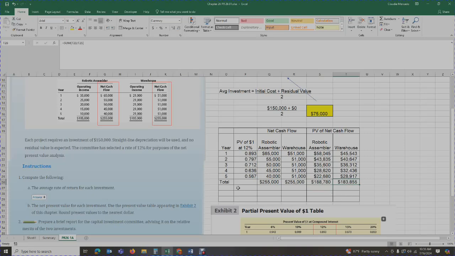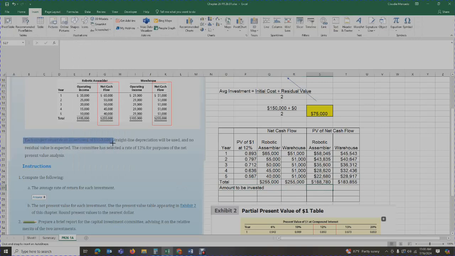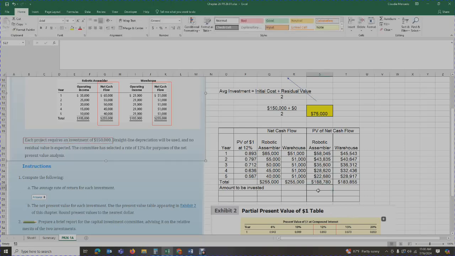Now we're going to deduct the amount to be invested. According to the problem, we are investing $150,000 for each of the projects. That's the amount of the investment. So we're going to put the $150,000, and that is an outflow of cash because we have to put that money into the business or the project. So we're going to deduct the $150,000 investment for each of the projects, and that will give me the net present value of each of the project options.